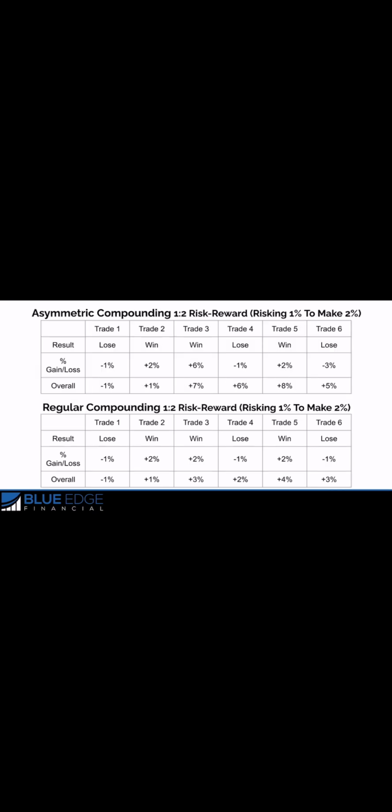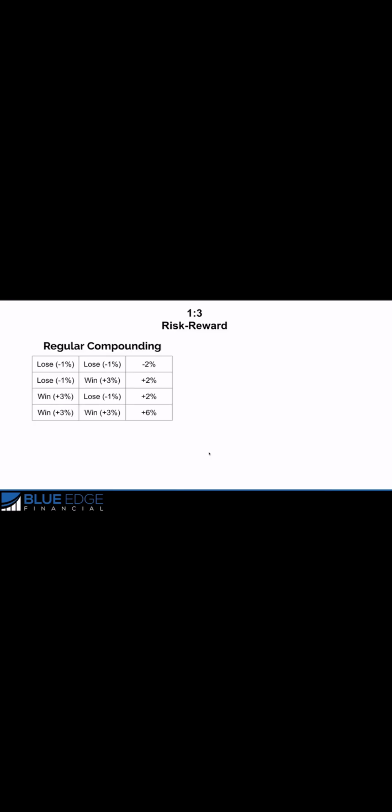I just want to compare this to regular compounding, just another example here. Okay, this is the asymmetric compounding, we ended at 5% up here. If you had just done the regular compounding, you can see that you would have lost 1%, made 2%, made 2%, lost 1%, made 2%, lost 1%, right? So that's a total of 3% that you would have made. So compare those two. You would have made 5% with asymmetric compounding versus only 3% with this regular way of compounding. So pretty exciting stuff, right?